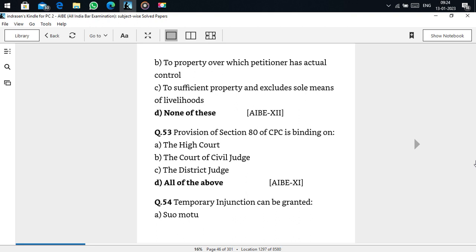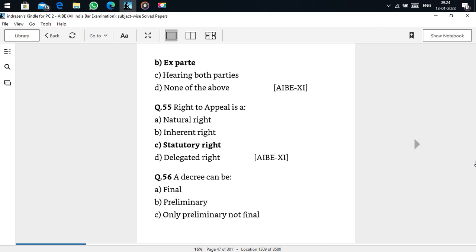Section 80 of the CPC is binding. Which are the courts? High Court, Civil Court, District Court. All of the above is the answer. Temporary injunction can be granted suo motu, ex parte, hearing both parties, none of the above. Temporary injunction is normally ex parte, because the other party is not available. So here, based on the balance of the justice, they will grant the temporary injunction.